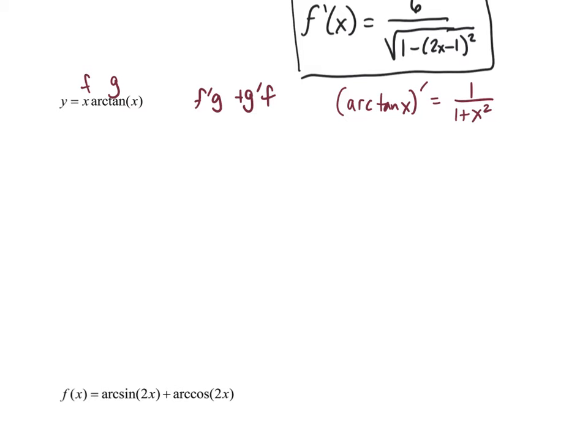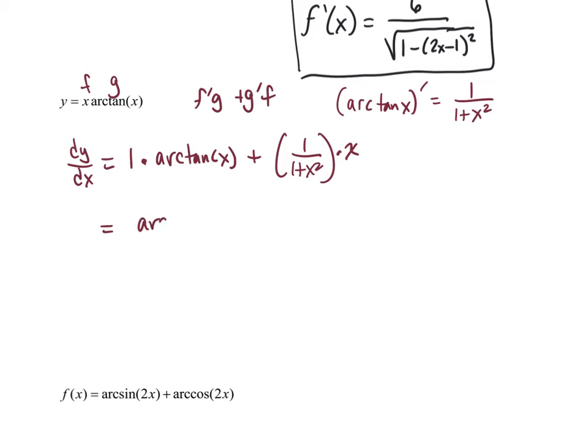So when I'm doing this, the product rule says, all right, y prime, dy dx, first take the derivative of f. Well, f is x, so the derivative is 1, times the arctangent of x, plus g prime. Well, g prime is the derivative of arctan, that derivative we wrote above, times f, which is x. So what you end up with is the arctangent of x, or the inverse tangent of x, plus x over 1 plus x squared for your derivative.